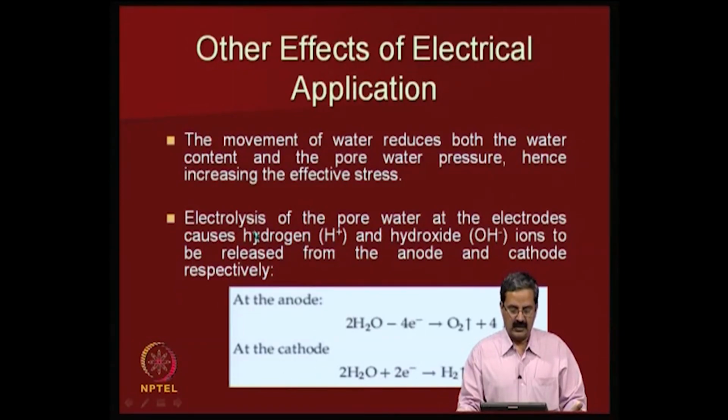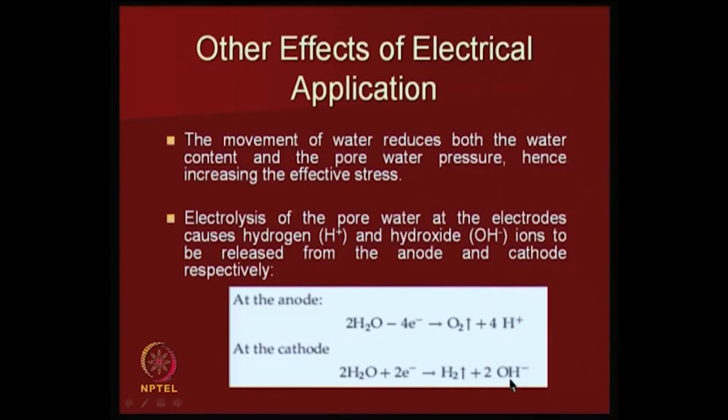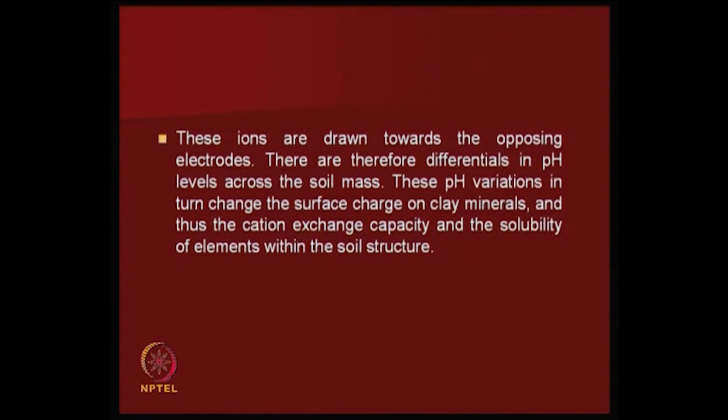Then you have electrolysis of the pore water at the electrodes. The electrolysis causes hydrogen and hydroxyl ions to be released from the anode, so you have H plus and OH minus ions getting released, and you have chemical reactions taking place, right, because this is what happens. These ions are drawn towards the opposing electrodes. Therefore, there are differentials in the pH levels across the soil mass.